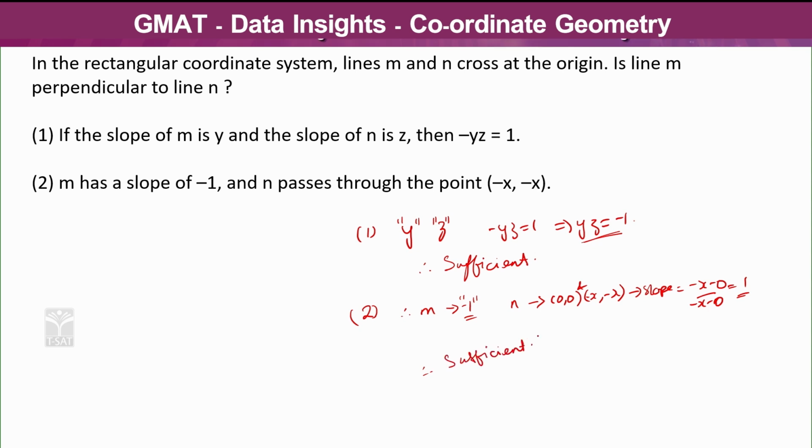That is also sufficient. So, when statement 1 alone is sufficient to answer the question and statement 2 alone is sufficient to answer the question, the answer becomes option D. Therefore, this is D. Let us move to the next question now.